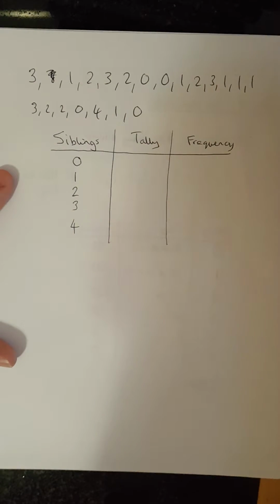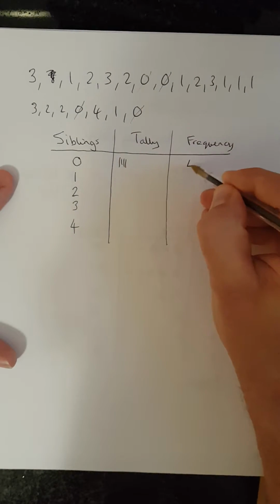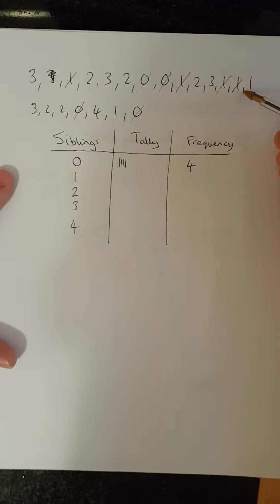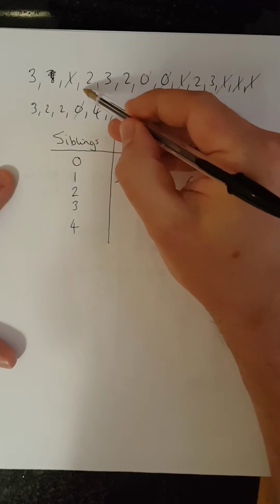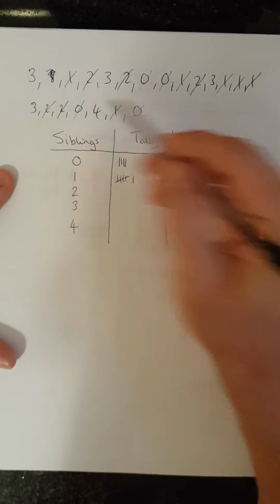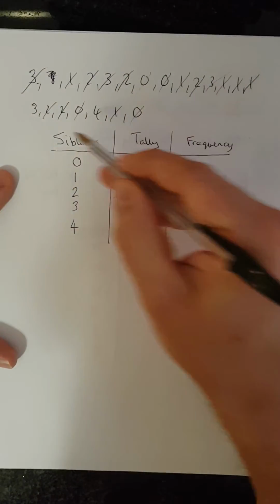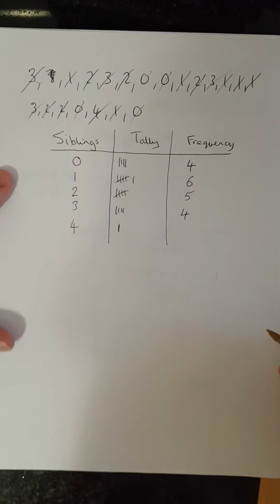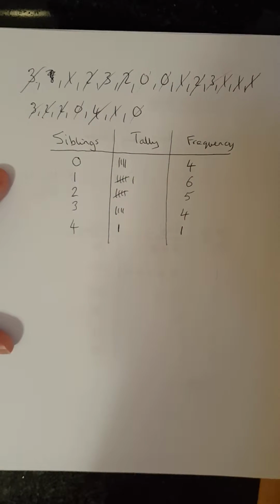How many zeros were there? So, 1, 2, 3, 4. And ones, 1, 2, 3, 4, 5, 6. Twos, 5. Threes, 1, 2, 3, 4. And fours was just 1. Check you've crossed everything off. Okay.